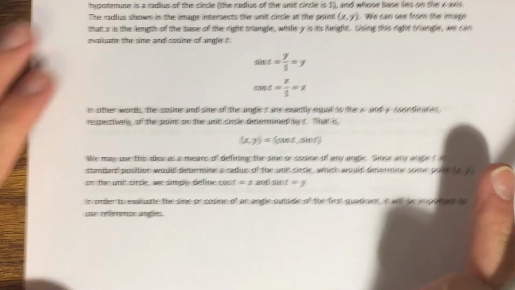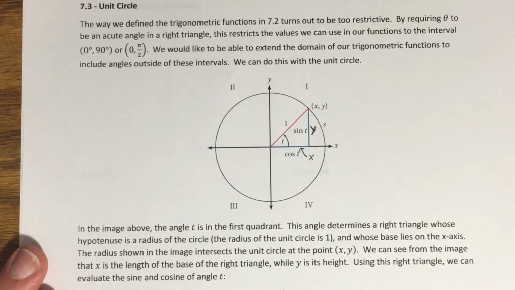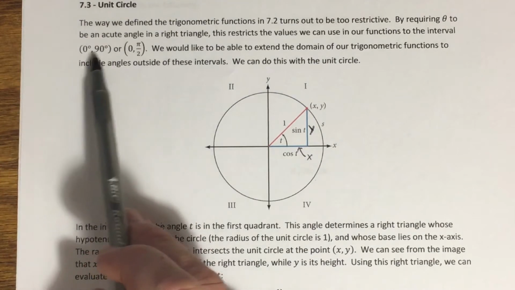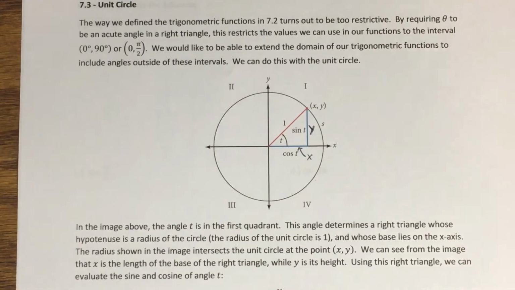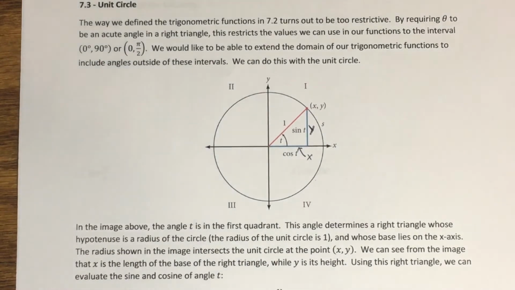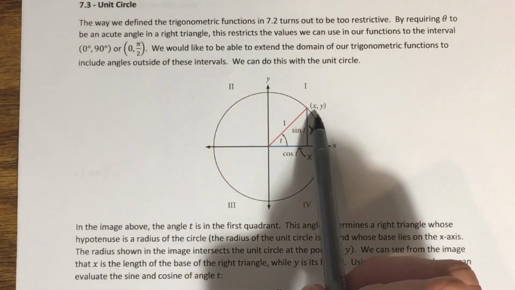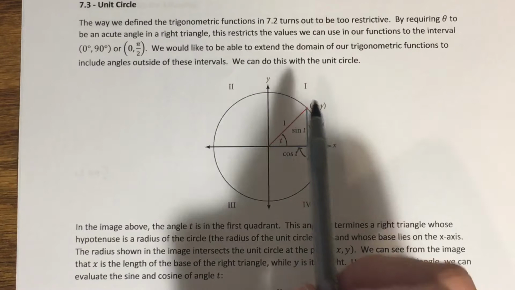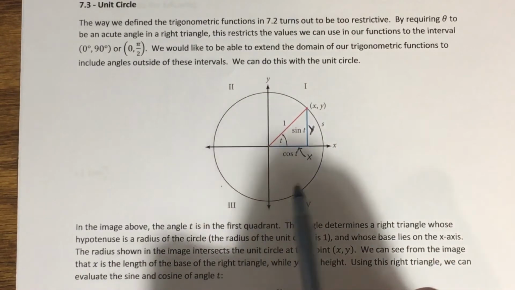Remember, the goal of this unit circle is to be able to extend the domain of our sine and cosine functions. That means it should give us the ability to plug in more numbers than just 0 degrees to 90 degrees, or sorry, 0 radians to pi over 2 radians. And here's how we're going to do that. The point (x, y) does not have to live in the first quadrant. It can be anywhere else on the unit circle.